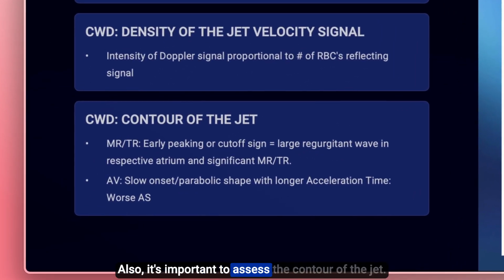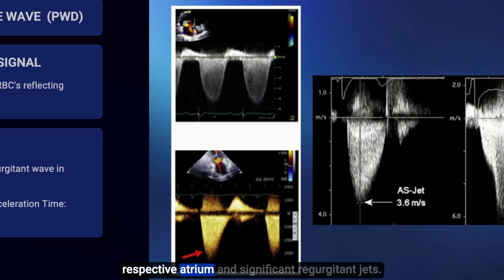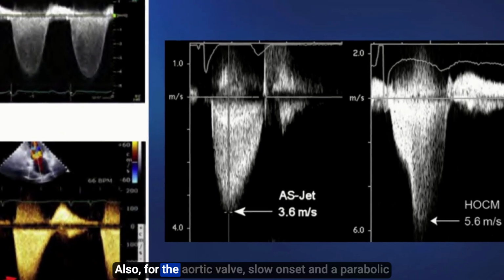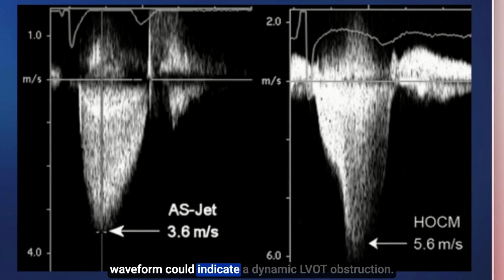Also, it's important to assess the contour of the jet. In both MR and TR, an early peaking or a cutoff sign can indicate a large regurgitant wave in the respective atrium and significant regurgitant jets. Also, for the aortic valve, slow onset in a parabolic shape with a longer acceleration time could indicate worse aortic stenosis, whereas this dagger-shaped waveform could indicate a dynamic LVOT obstruction.